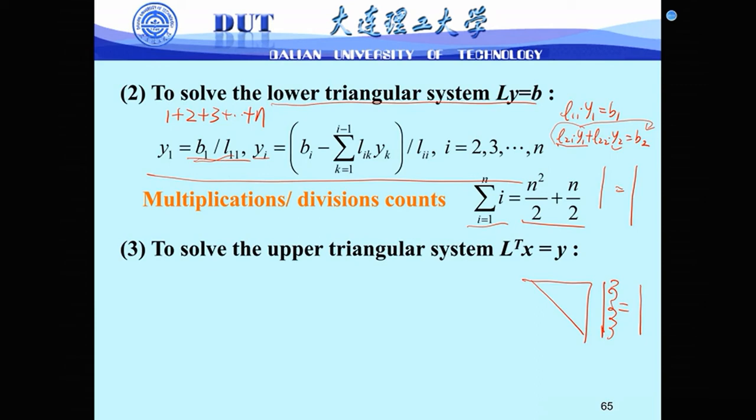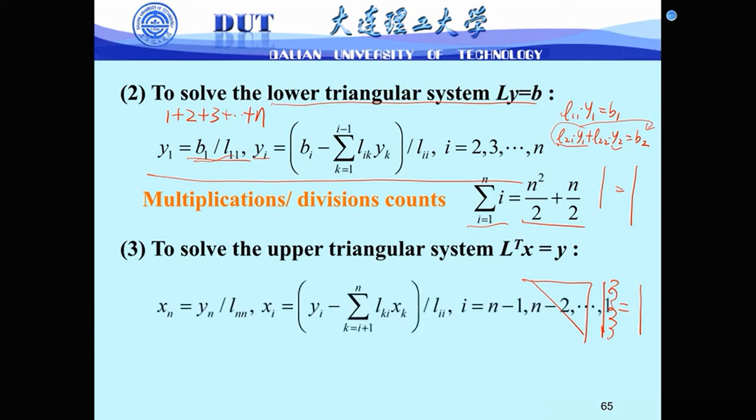Remember? Okay, we practiced before, right? So now I just show you the formulas. Firstly, you solve x_n equal to y_n divided by l_nn, right? Because the last equation is l_nn multiply x_n equal to y_n, because this is x, this is y.